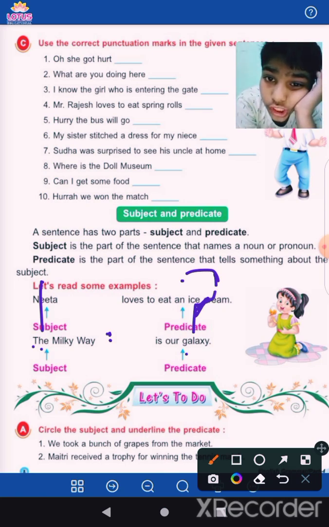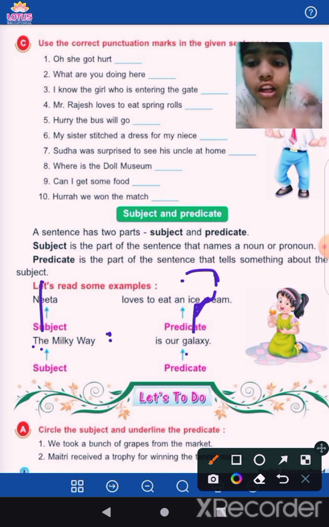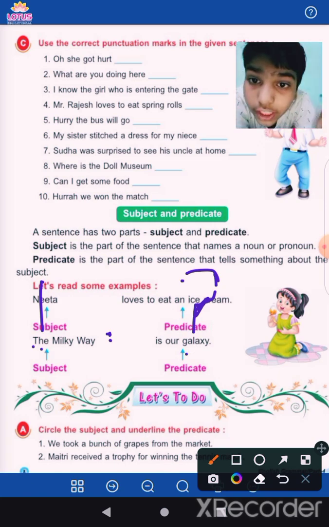What are you doing here? Question mark. I know the girl who is entering the gate. Full stop. Mr. Rajesh loves to eat spring rolls. Full stop. The bus will go! Exclamation mark. My sister stitched a dress for my niece. Full stop. And do the other ones.